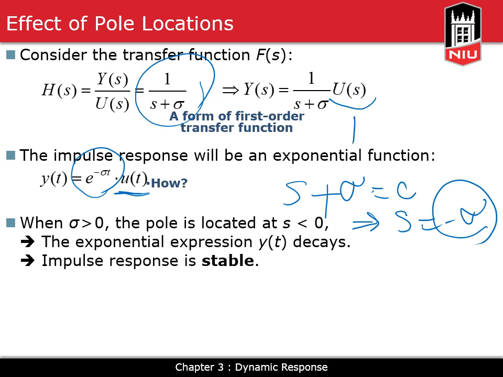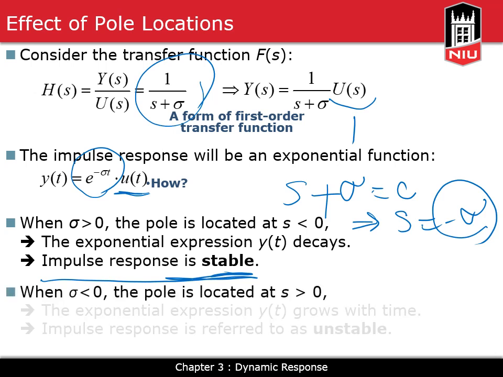In this case, what happens to the exponential e to the negative sigma t? When sigma is positive, e to the negative sigma t is a decaying exponential. That means when t increases, e to the negative sigma t decreases. This means the impulse response is stable. It is decreasing and converging to zero.